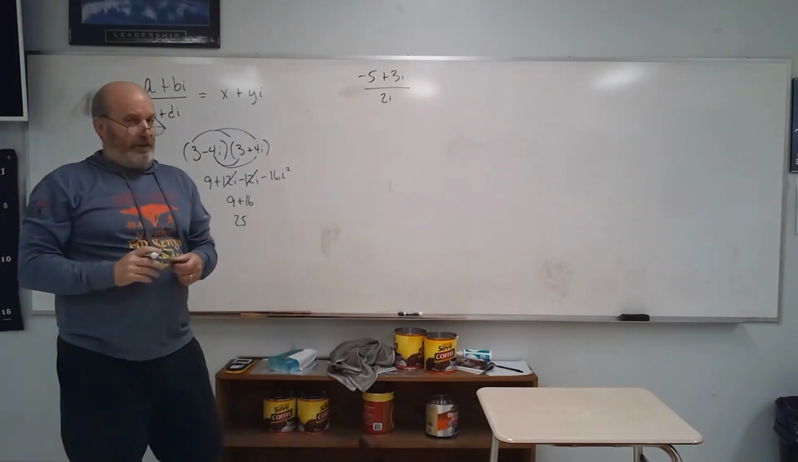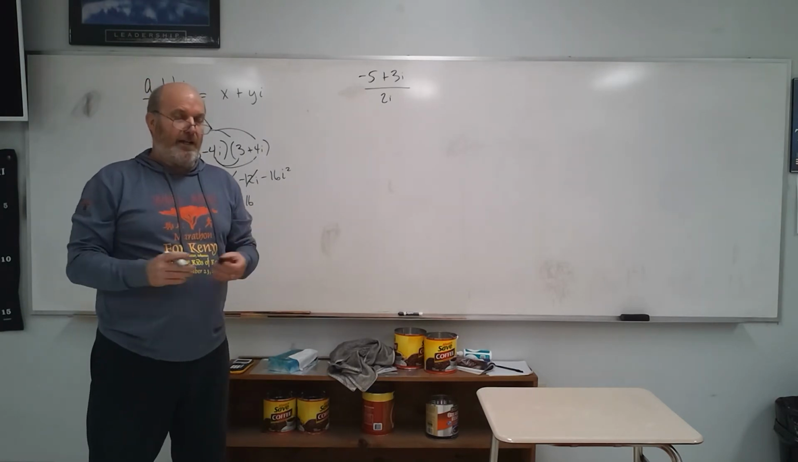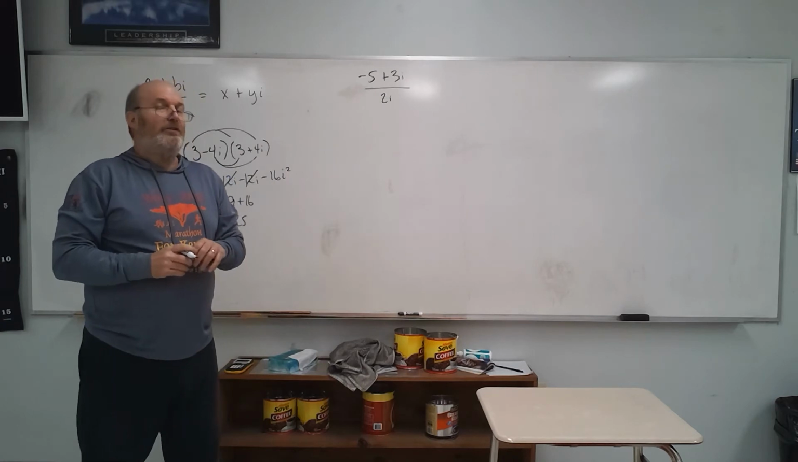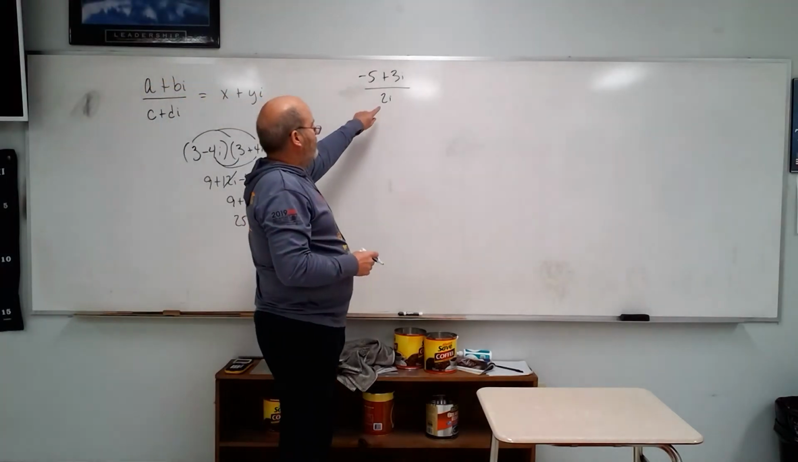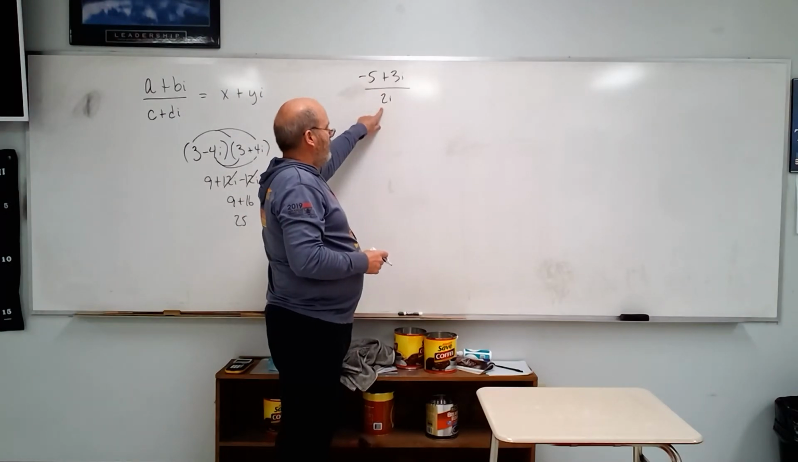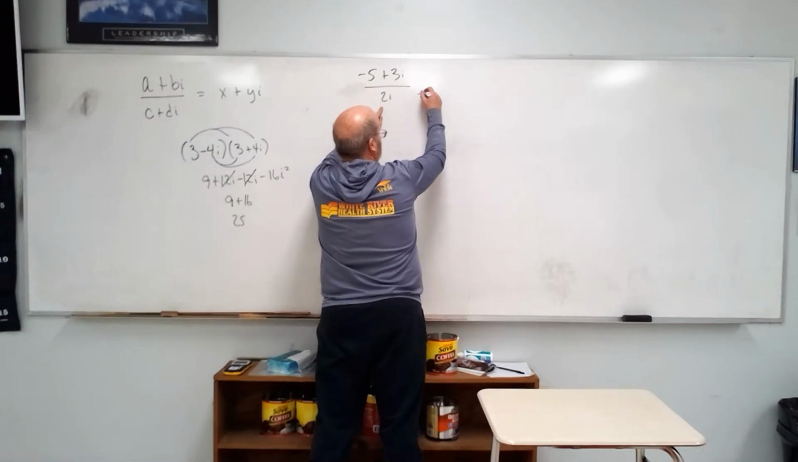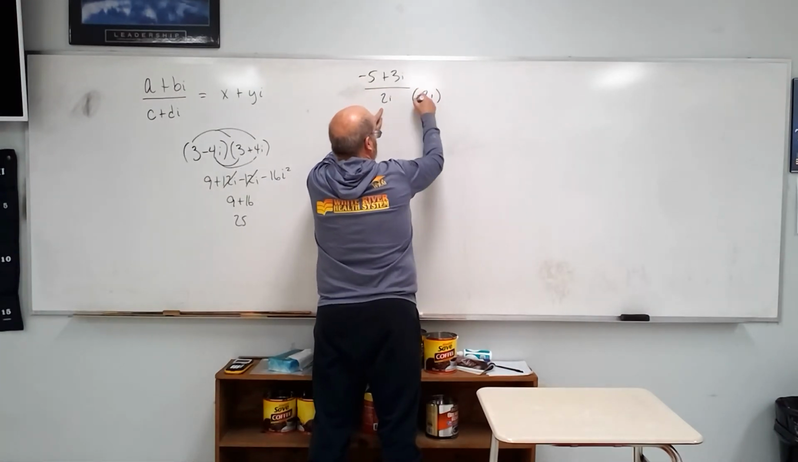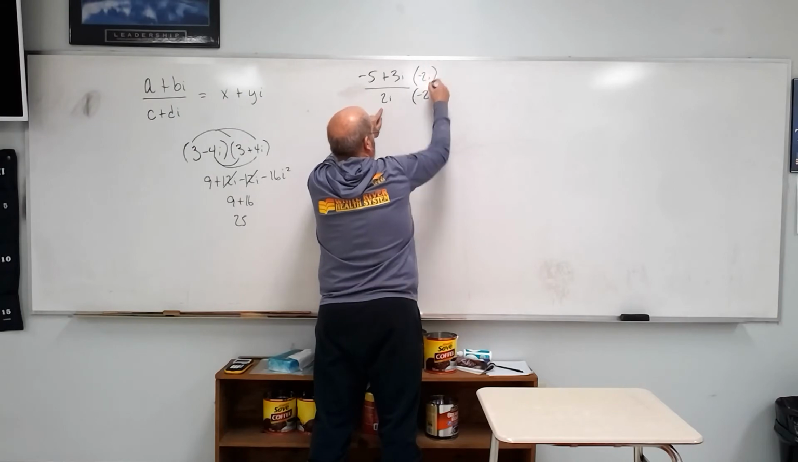We still have an i in the denominator. We still have to rationalize the denominator. We still have to get the i's out of the denominator. So we're still going to multiply by the conjugate of 2i. Recall that the conjugate of a strictly imaginary number is just change the sign on the imaginary part, so it's just negative 2i. And if I multiply the denominator by negative 2i, I've also got to multiply the numerator by negative 2i.